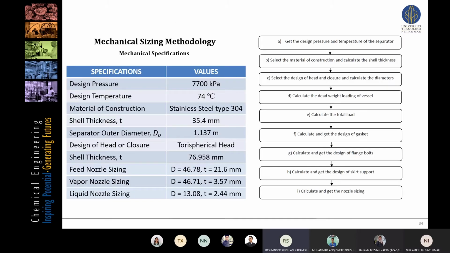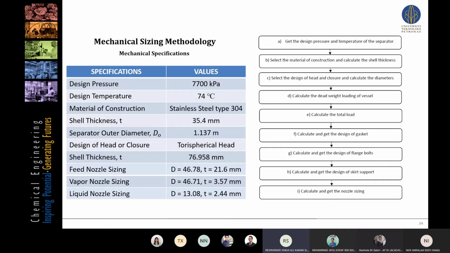In the next slide, as can be seen here, this is the mechanical sizing methodology, and these are some of the important mechanical specifications, where the material of construction is stainless steel type 304 instead of carbon steel, because carbon steel is cheap but not as strong as stainless steel type 304. So stainless steel was chosen as it can withstand high pressure.